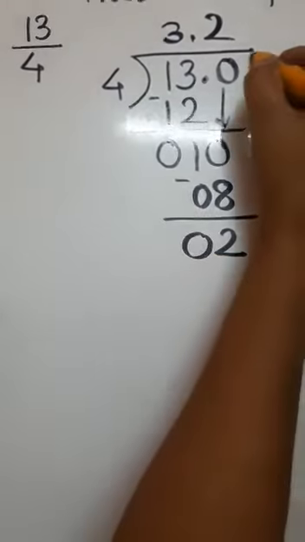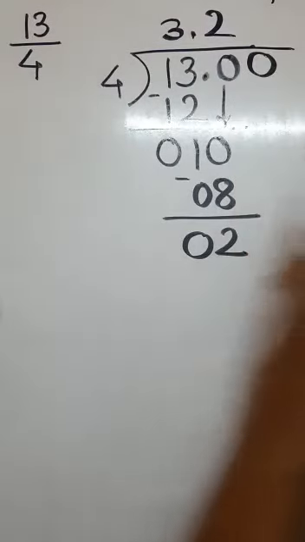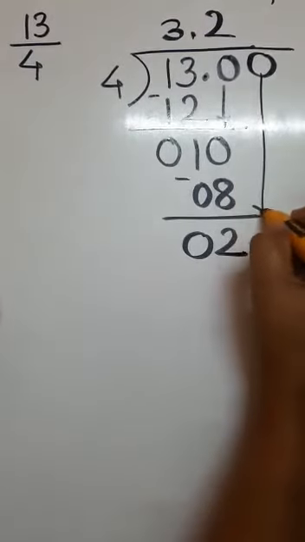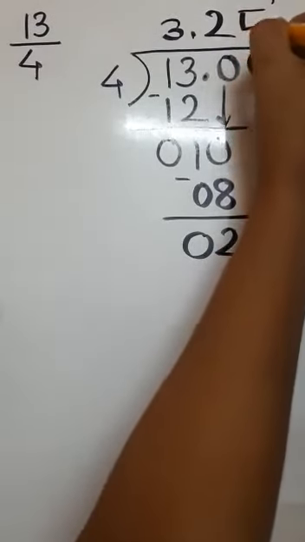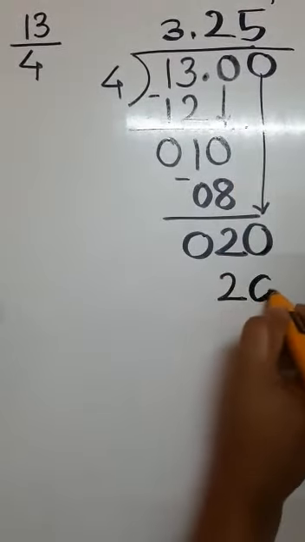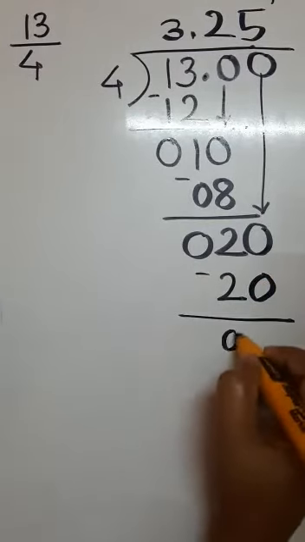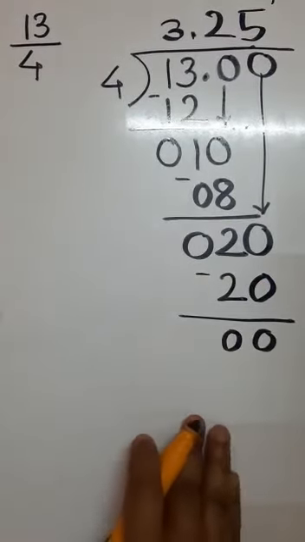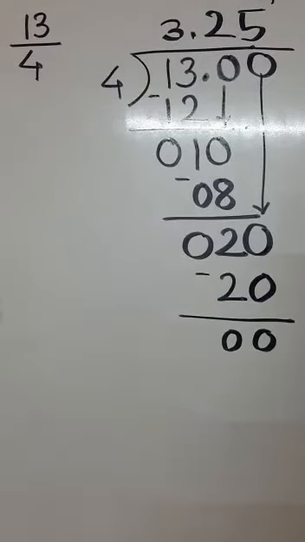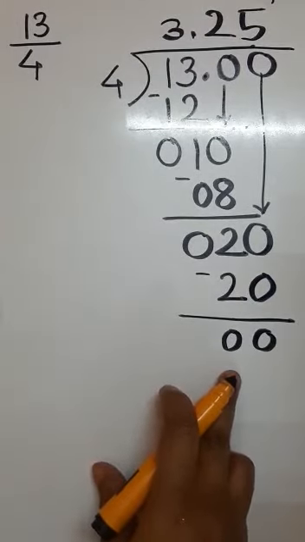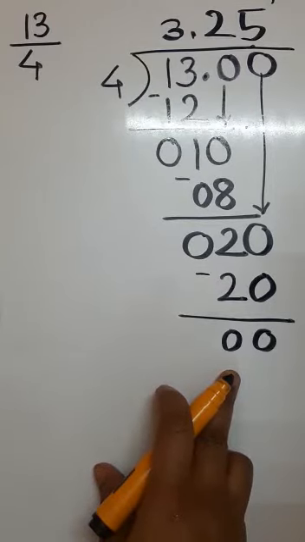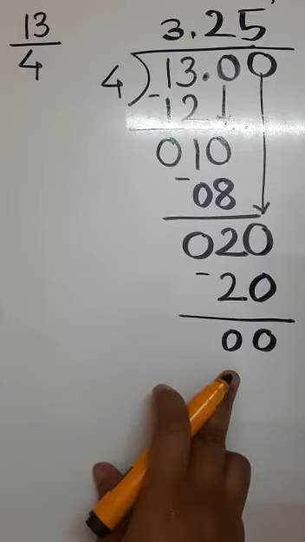Now we have to take one more 0 over here. So in the next step this 0 will come down. It will become 20 and 4 5s are 20. And now your remainder will be 0. So here the remainder is 0. So this type of decimal form is called a terminating decimal form.